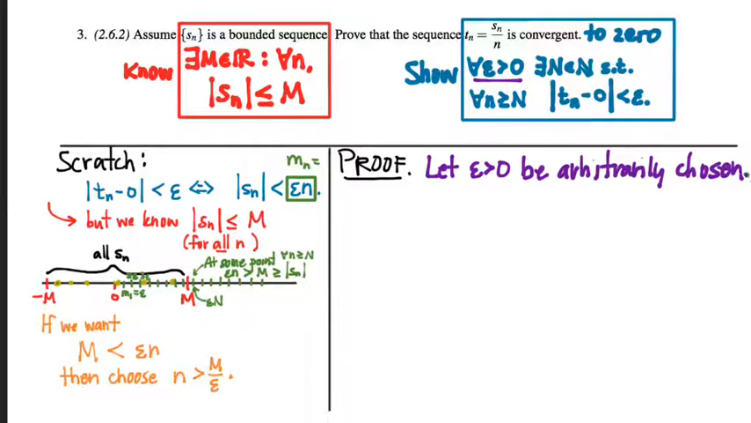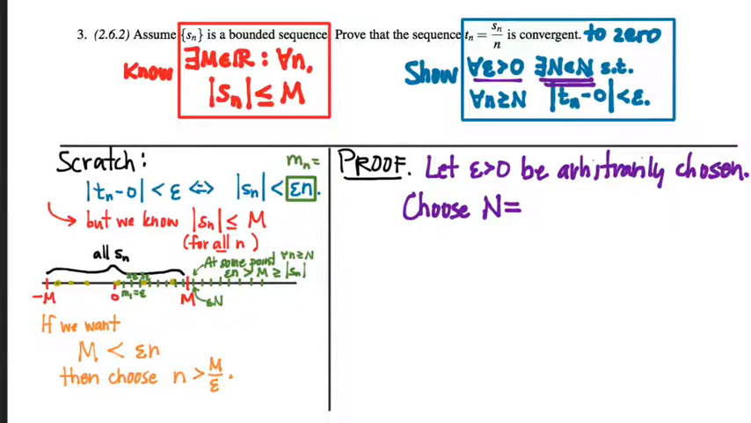Now, we want to show that there exists a capital N such that some stuff is true. So now is our time to be creative and crafty. We need to choose a capital N such that all of my little n's that are bigger than that capital N will satisfy this inequality. So how should I choose my capital N? How did we do this before when we were proving that sequences converged?